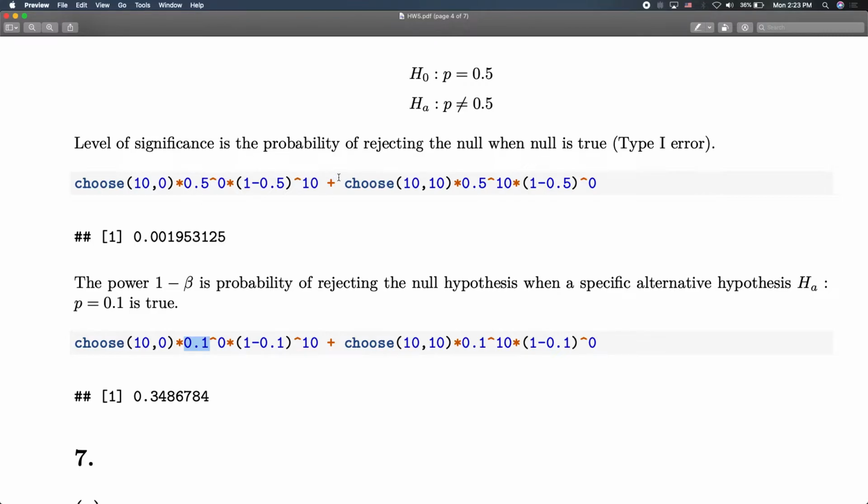So the same sum of the two outcomes, except one is based on the null and the other one is based on the alternative. And that gives you the definition of the two: one is the level of significance and the other one is the power.